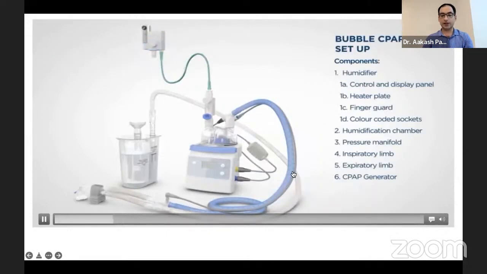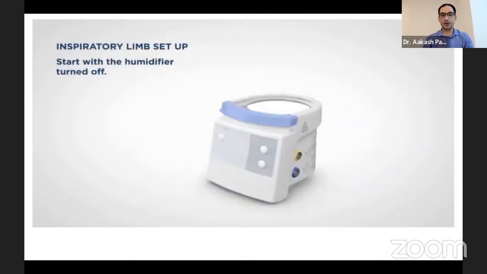Then this is the inspiratory limb, which takes these humidified gases to the baby. And then this white limb is the expiratory limb. In order to generate CPAP pressure, it is immersed in a water chamber to generate that pressure. So these are the parts of the CPAP system.